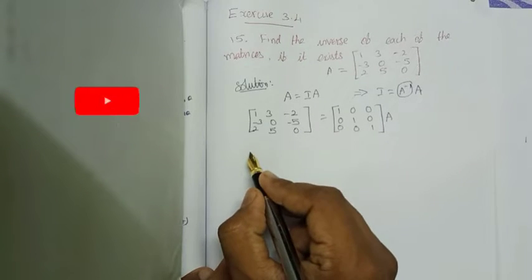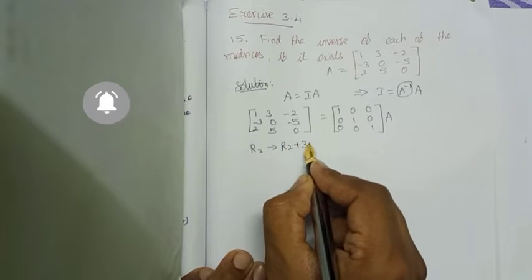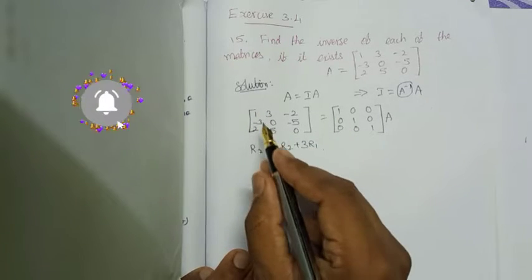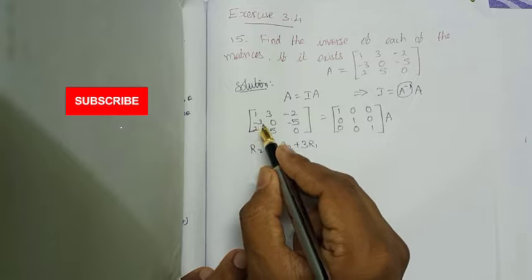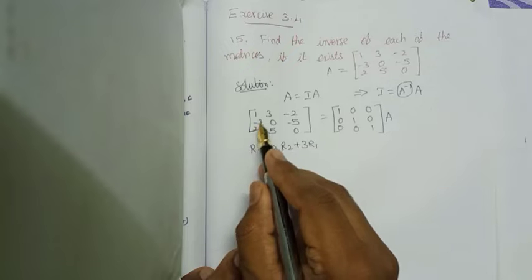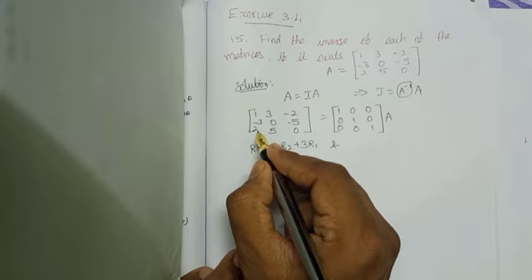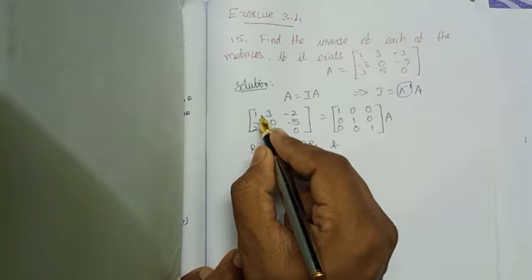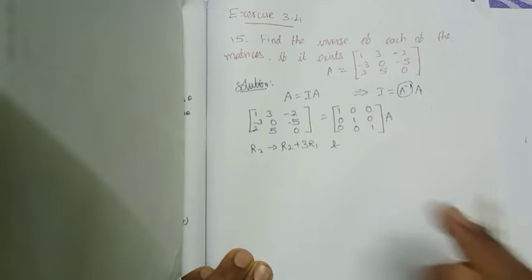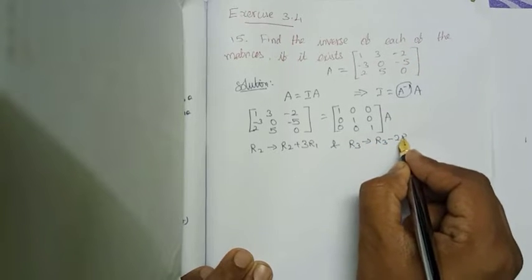So applying R2 implies R2 plus 3R1, because the identity matrix is 1, 0, 0. The first entry is a non-zero entry and 1 also there. So we convert this entry to 0, this entry also 0. So the first operation is R2 plus 3R1. Then to get 0 in this element, we multiply the first row by 2 and subtract. We get this entry as 0. So we write R3 implies R3 minus 2R1.